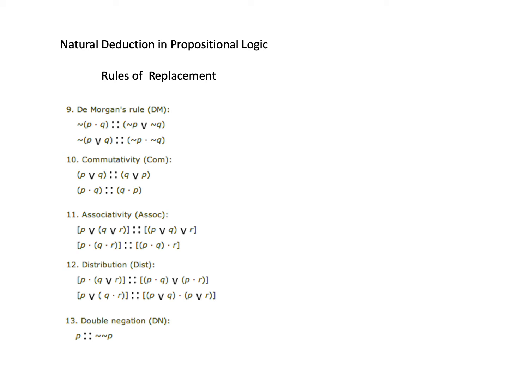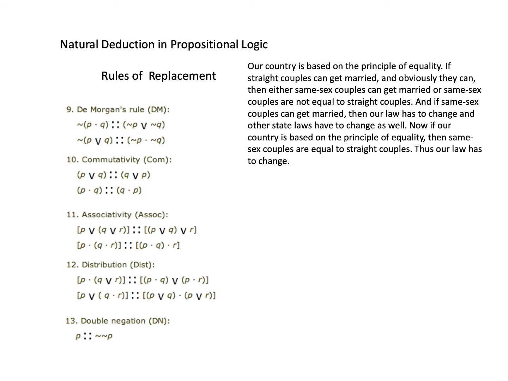We're now in a position to begin using our rules of replacement in arguments. And indeed, we're now in a position to look at the argument I introduced at the beginning of this course. It says, our country is based on the principle of equality. If straight couples can get married, and obviously they can, then either same-sex couples can get married, or same-sex couples are not equal to straight couples. And if same-sex couples can get married, then our law has to change, state laws have to change as well.